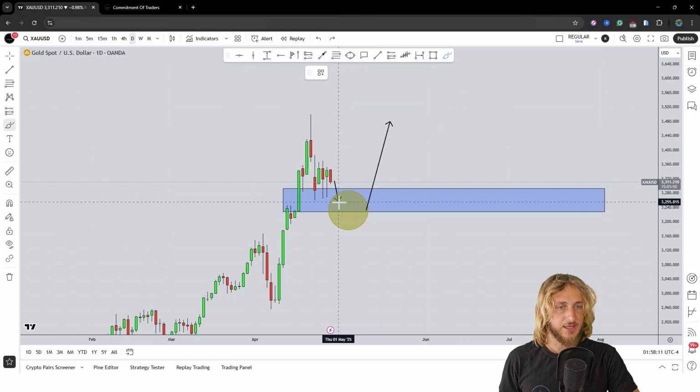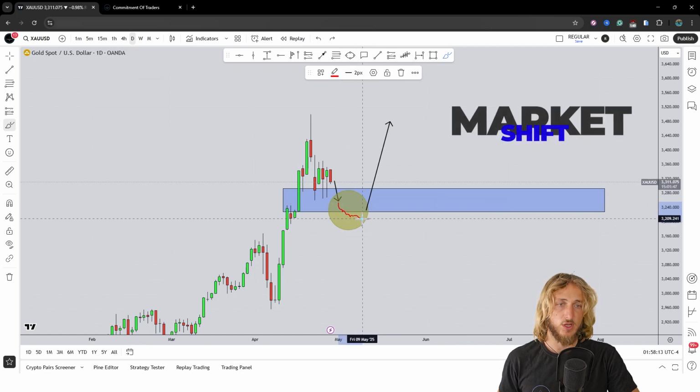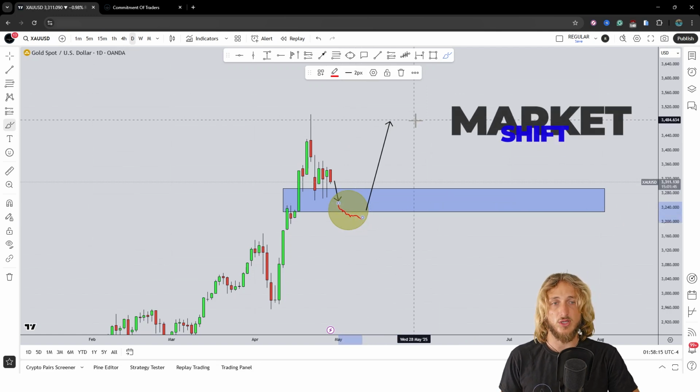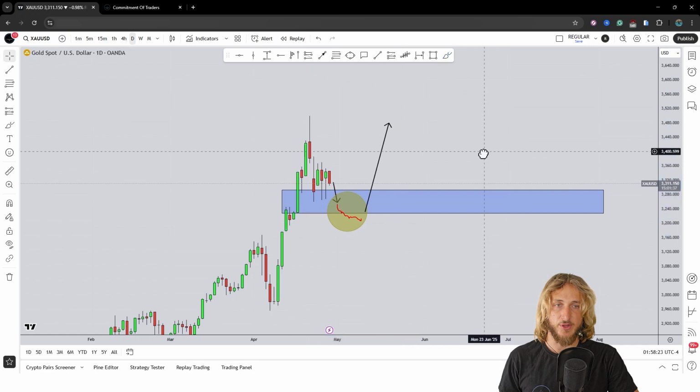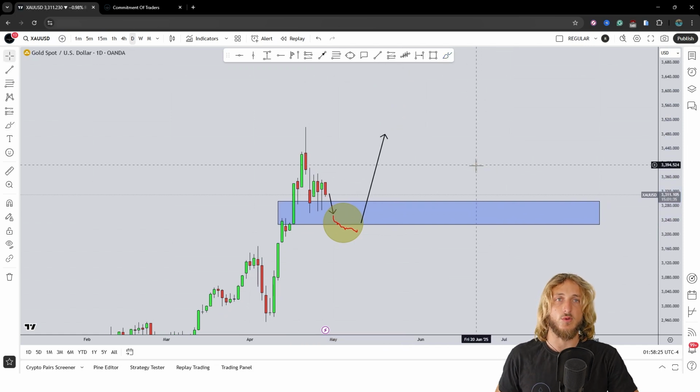Therefore, what I would expect is that if this market would shift from an intraday bearish to bullish market, I wouldn't be surprised to see a potential rejection to the upside away from this area for the market to complete this daily impulse correction and impulse pattern to the upside. That definitely wouldn't surprise me.